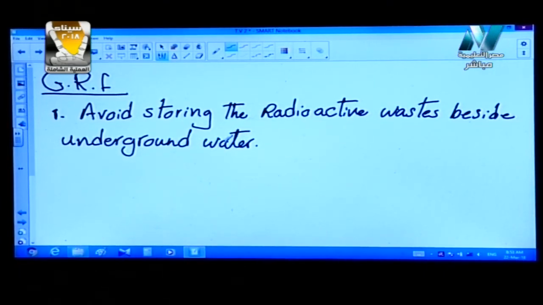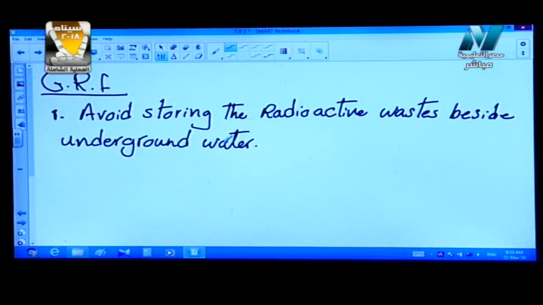لو جه قال لي في السؤال ده why we avoid storing the radioactive wastes behind underground water، هقول له to avoid transferring of the radiation by water. ده number 1. If we have another question, avoid storing the radioactive wastes in animal caves في كهوف الحيوانات، اقول له to avoid transferring of radiation by animals، لان animals هتاخد radiation وبعدين تبتدي تنقلها.